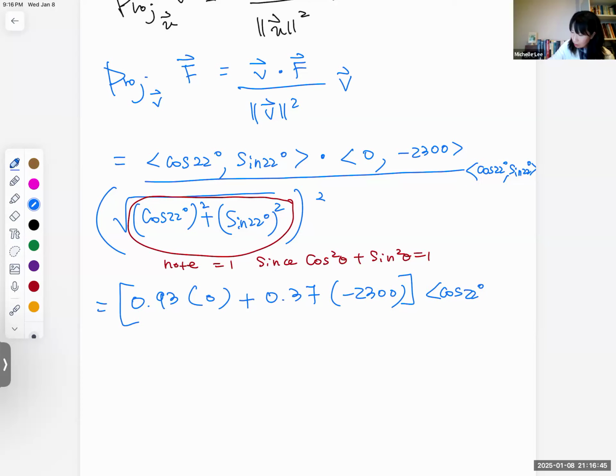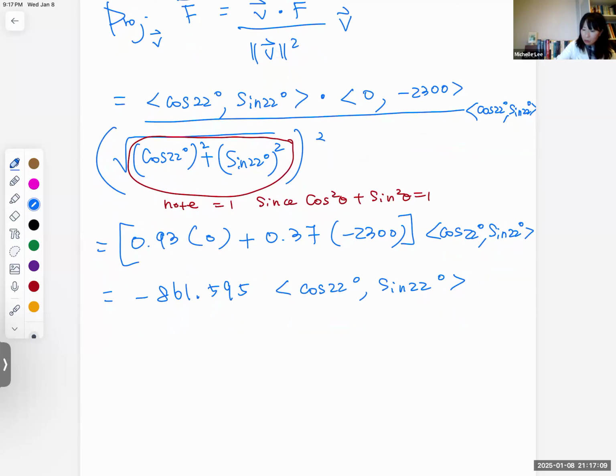Okay, sine 22 degrees. Inside we get negative 861.595. And then cosine 22 degrees, sine 22 degrees. Okay, now we do the magnitude.